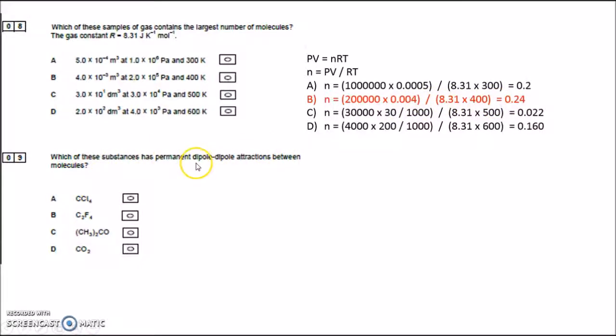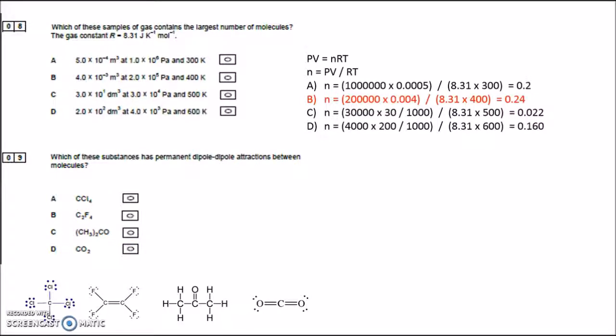Question 9: which of these substances has permanent dipole-dipole attractions between the molecules? CCl4, C2F4, CH3COCH3, so that's propanone, and carbon dioxide. Well, let's have a look at the molecules first of all. So CCl4 is carbon surrounded by 4 Cls.